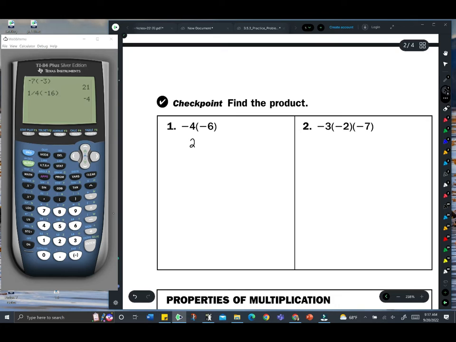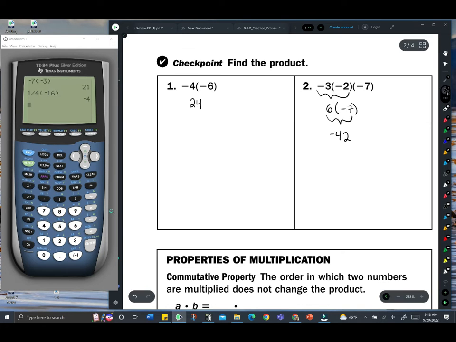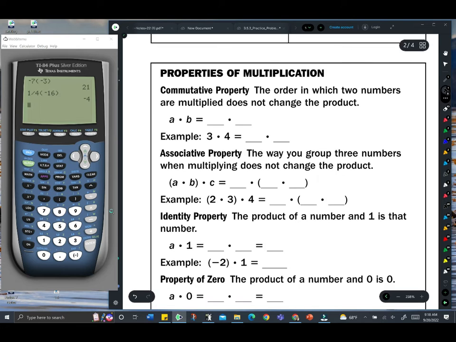Checkpoint should be very quick. Negative times negative, positive 24. If you want to break it up, we could do negative 3 times negative 2, which is positive 6, and then times negative 7 is going to be negative 42. So just be aware of those things.